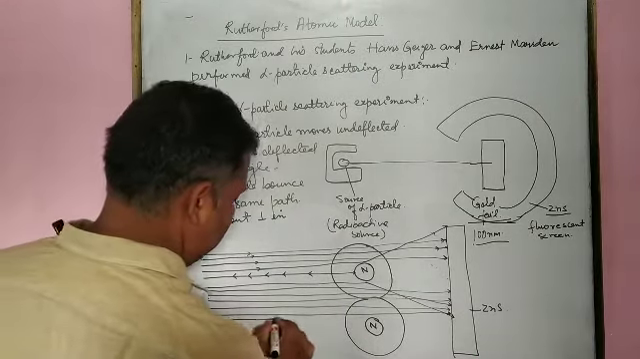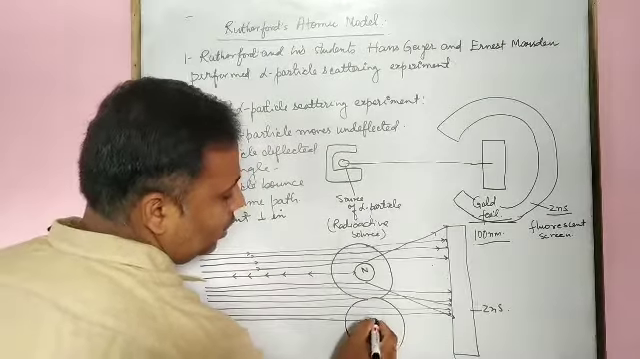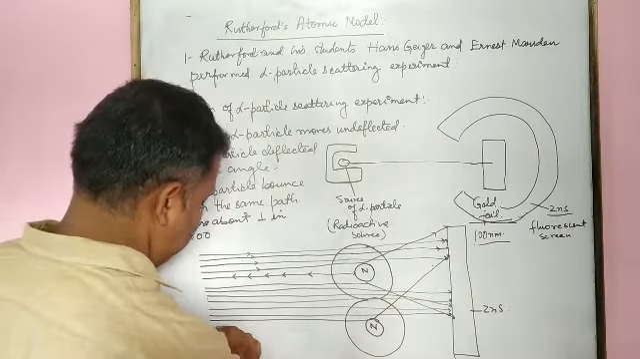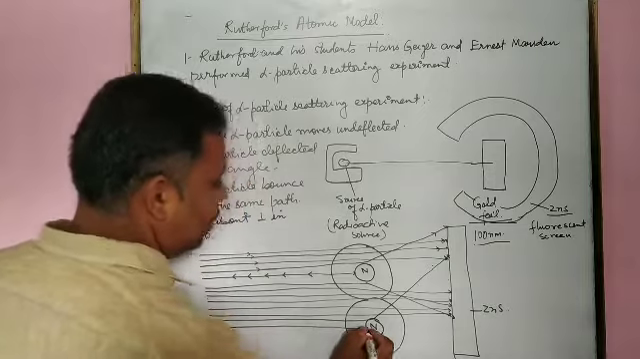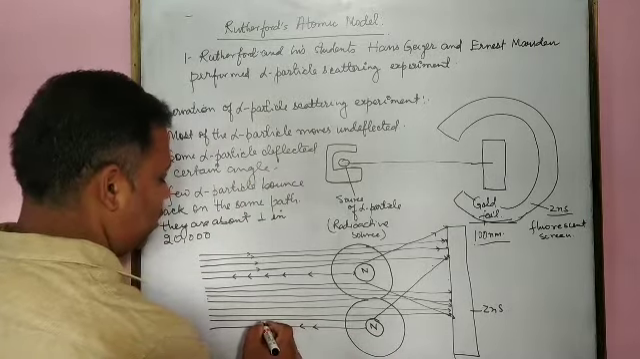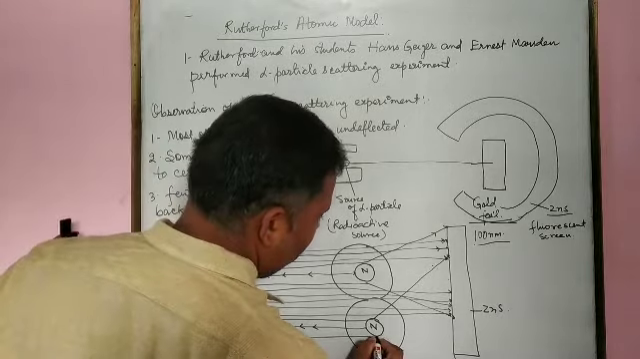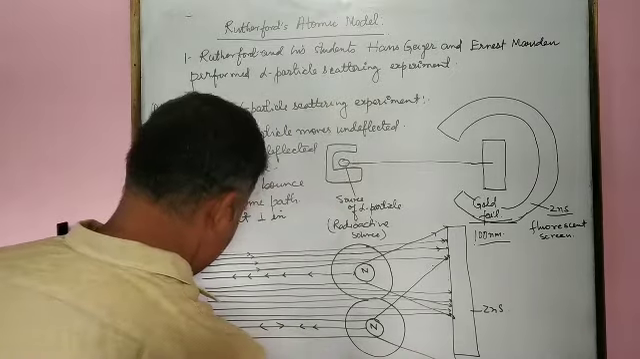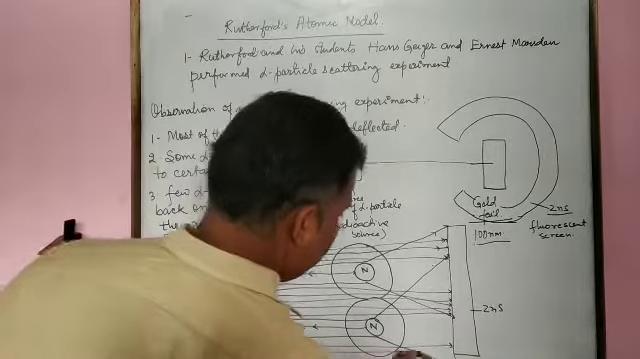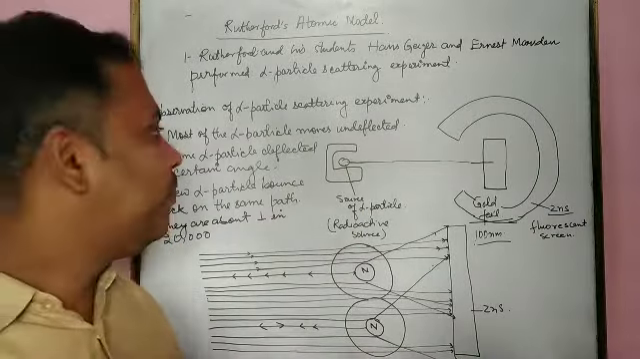The next, it also moves near the positively charged nucleus, therefore it is deflected to a certain angle. The next, it collides with the positively charged nucleus, therefore it will bounce back on the same path. The next we have, it will be deflected to a certain angle, undeflected. These were the observations of Rutherford.